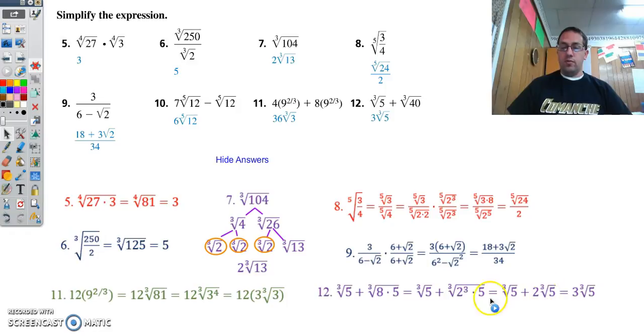The cube root of 2 cubed is 2. So this becomes 2 cube roots of 5. So we have 1 cube root of 5 plus 2 cube roots of 5, which gives us a total of 3 cube roots of 5.